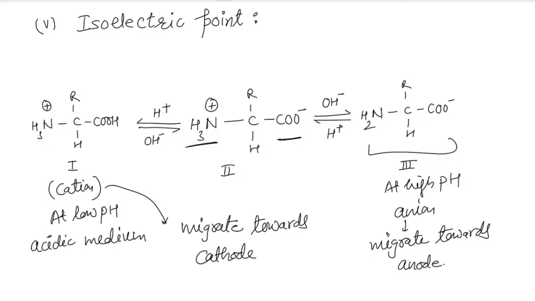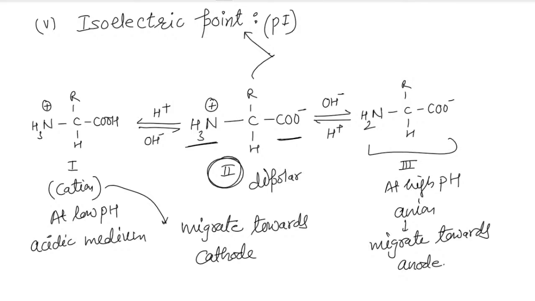And at a particular pH, at intermediate pH, there is no migration because it exists as a dipolar ion. There is no migration towards any electrode, and that pH is called the isoelectric point. It means the pH at which there is no net migration of the amino acid under the influence of an applied electric field. That is called the isoelectric point, denoted by pI.